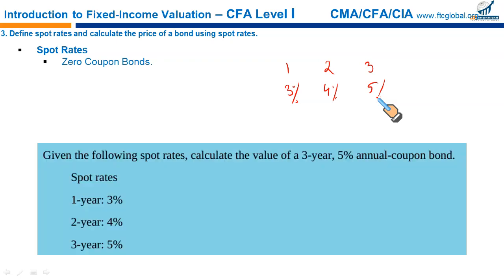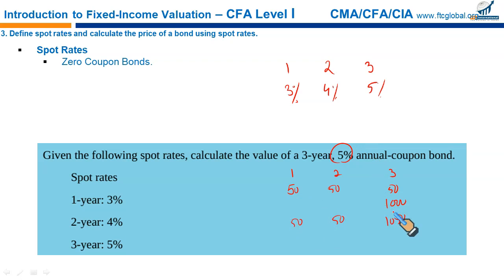Now let us try to apply this idea. Given the following spot rates or zero rates or zero coupon rates, calculate the value of a 3-year 5% annual coupon bond. Okay. So the relevant cash flows for year 1, 2, and 3. First, there will be 3 coupon payments of 50, 50, and 50. And then the principal payment at the end of year 3. So the total cash flows for year 1, 2, and 3 are 50, 50, and 1050.